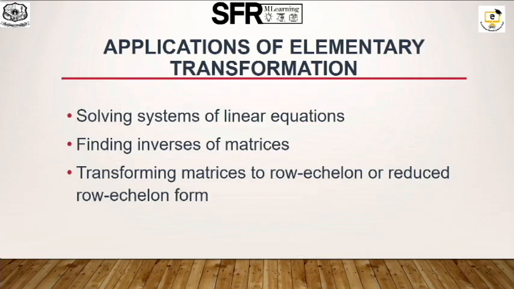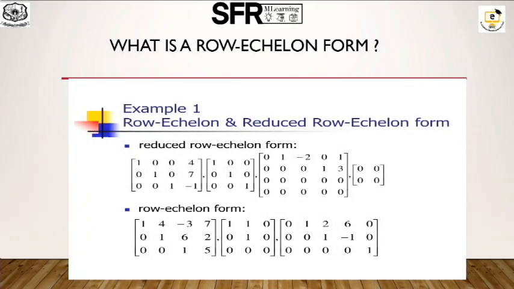The second one is finding the inverses of matrices. For finding the inverse of a given matrix, we can use these row transformations and column transformations also. The third one is transforming matrices to row echelon form and reduced row echelon form. This is an example of row echelon and reduced row echelon.